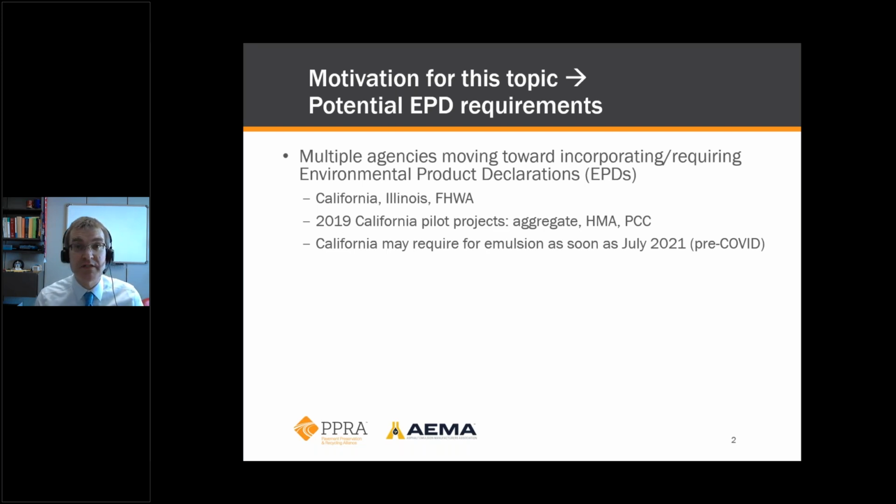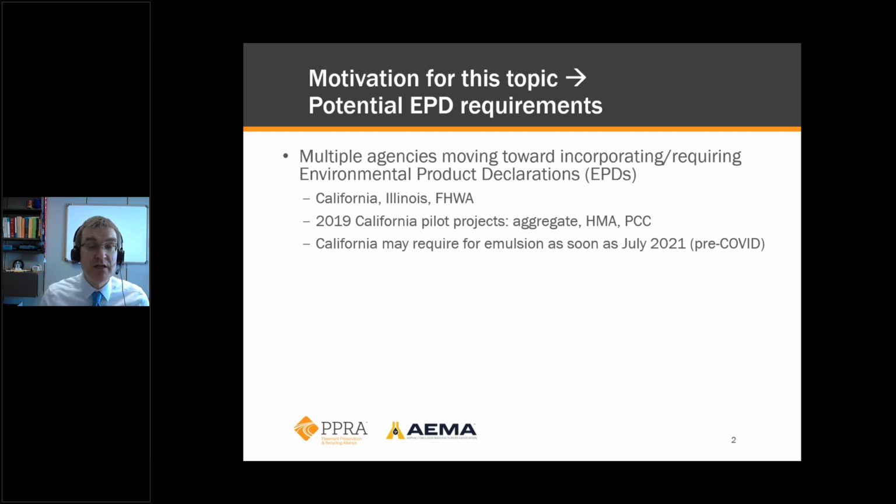And according to a presentation that was given just pre-COVID, California may require EPDs for a wider range of construction material, potentially including asphalt emulsions, as soon as July 2021. And I scoured the internet looking to see if there was any update on that, and I was not able to find that, but that's definitely something that we're actively monitoring.